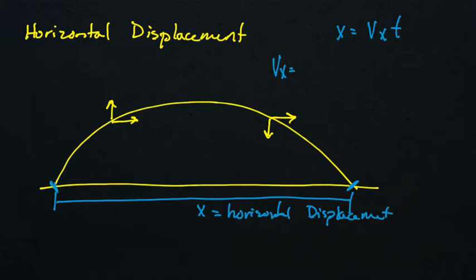X tells me horizontal displacement, right? So v of x would tell me velocity in the horizontal direction. Okay? So this would be horizontal velocity. And obviously t is equal to what? Time. Okay.